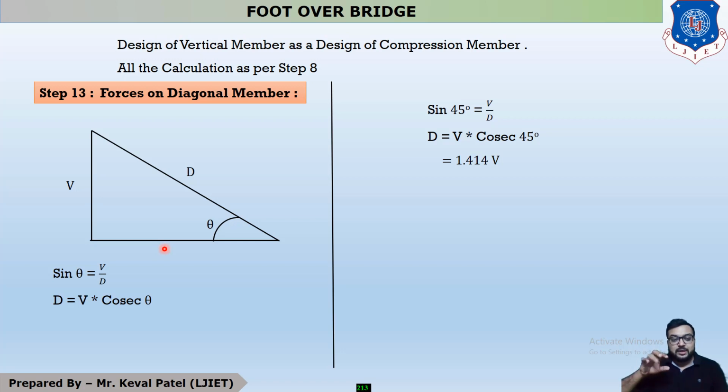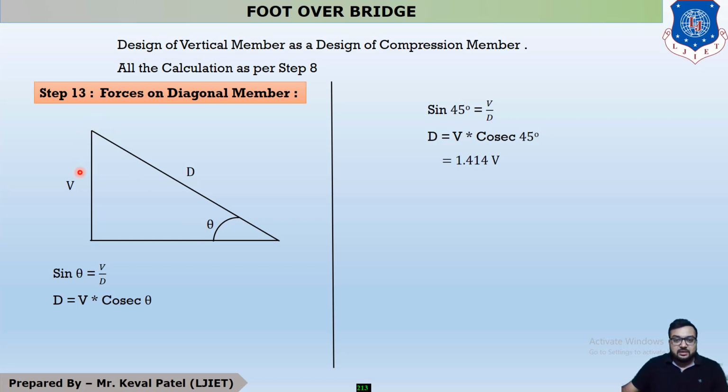Okay, so now in this step, if you have the values of the vertical members, then definitely you have to find the values of the diagonal members. So how to find out the forces on diagonal members? Let us start our step number 13. You can see in this figure that this is the angle between the bottom chord member and the diagonal member. It is theta, and as discussed earlier, our value of theta is 45 degrees.